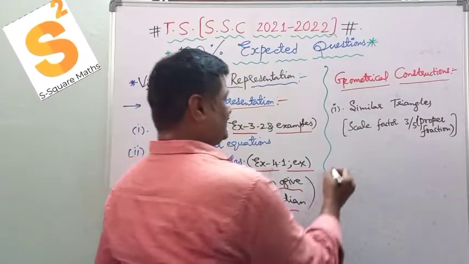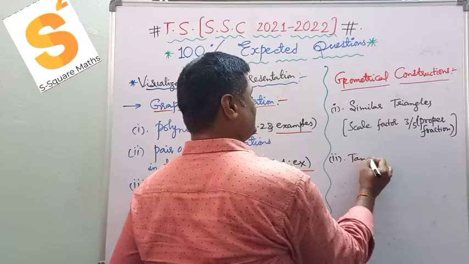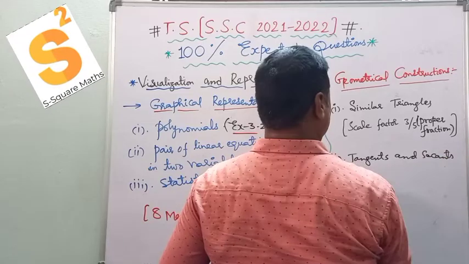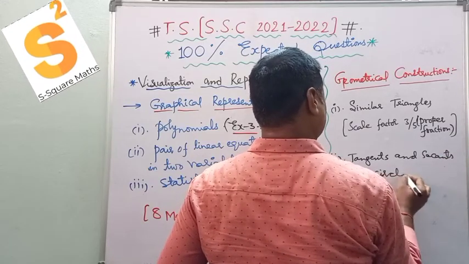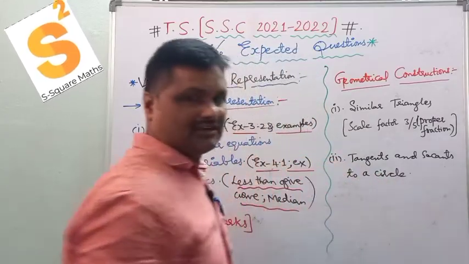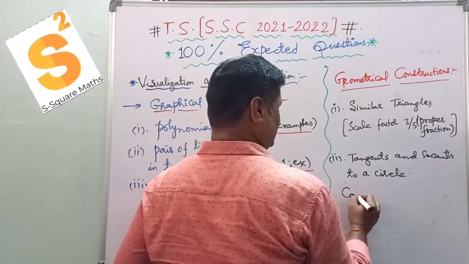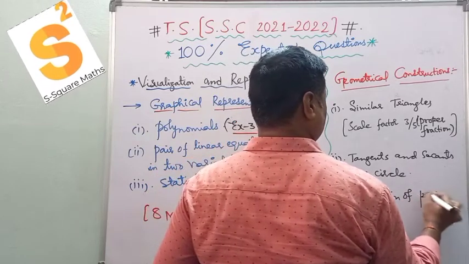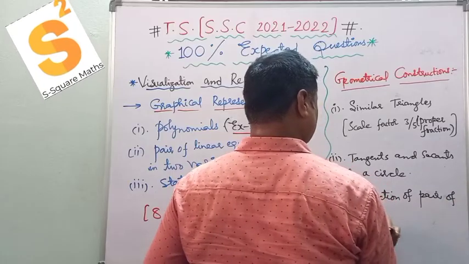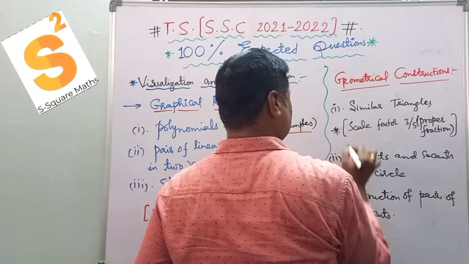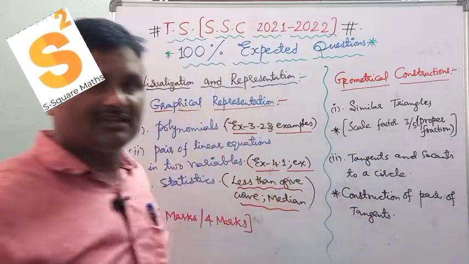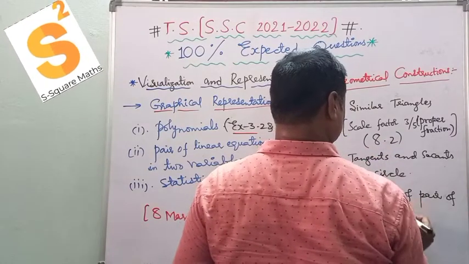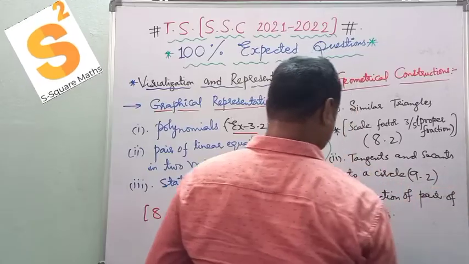The second case is tangents and secants to a circle. So construction of a pair of tangents, a pair of tangents for a given circle. Here it is exercise 8.2, and here it is exercise 9.2.